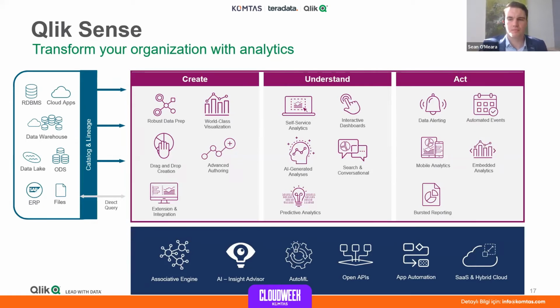And from there, we can use these dashboards and have alerting. We can automate events. You can have it on your phone. You can have it offline, and we can embed it. So we have an open API.